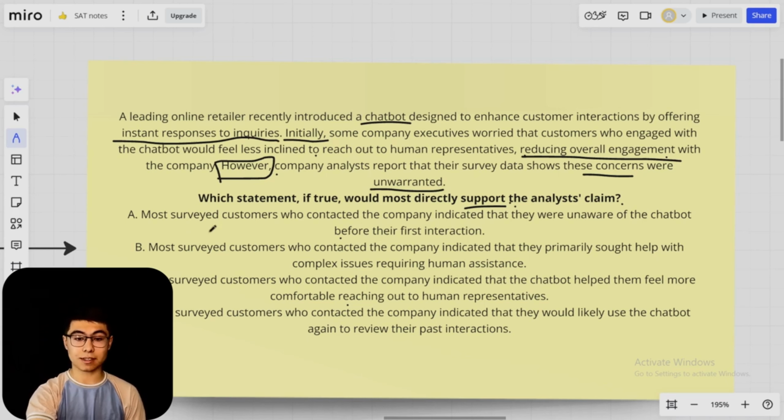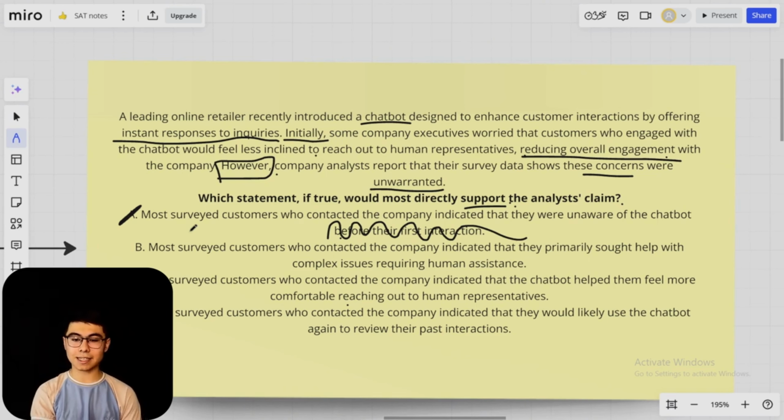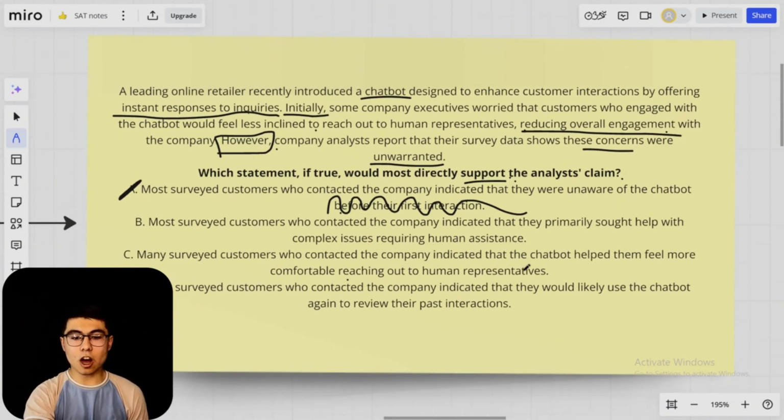Choice A: most surveyed customers who contacted the company indicated they were unaware of the chatbot before their first interaction. This is not something that is stated, and we don't really care whether they were aware of the chatbot before or after the first interaction. That's why choice A is wrong. Now let's look at choice B: most surveyed customers who contacted the company indicated that they primarily sought help with complex issues requiring human assistance. Well, there's nothing about complex or simple issues. That's why we can eliminate choice B.